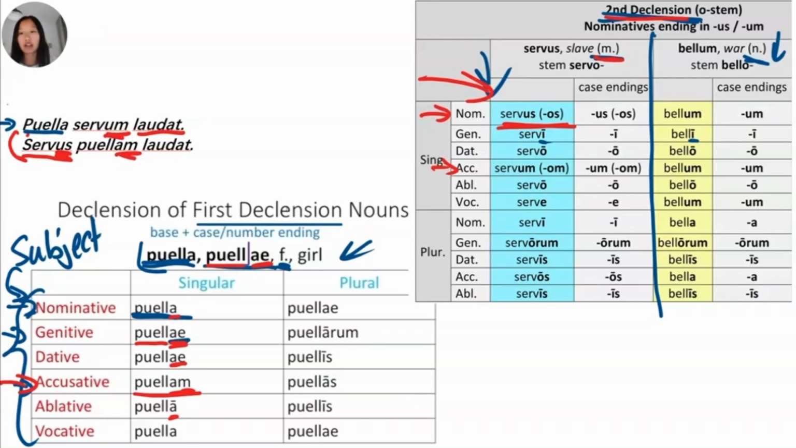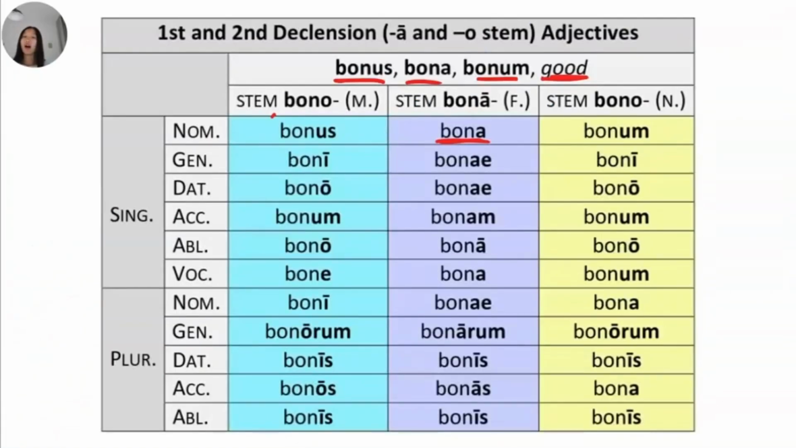So these endings are actually very important because they tell you who's doing the action and a lot of other stuff once we get to the other cases, right? And yes, that's basically it. Hope you understood.